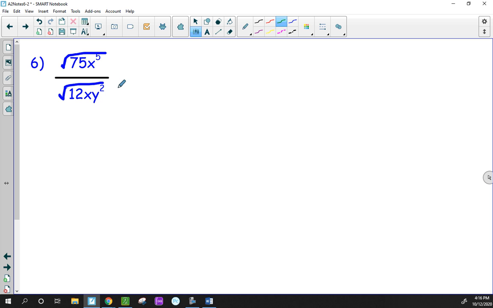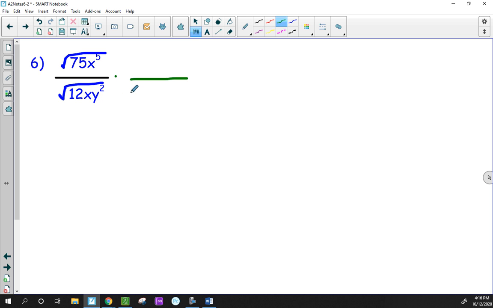Okay, we'll try another one. Number 6, the square root of 75x to the 5th divided by the square root of 12xy squared. Couple things again, just repeating things you've got to pay attention to. They're both radicands. Writing it as one big fraction, I don't think it's going to be that helpful because 75 is not divisible by 12.